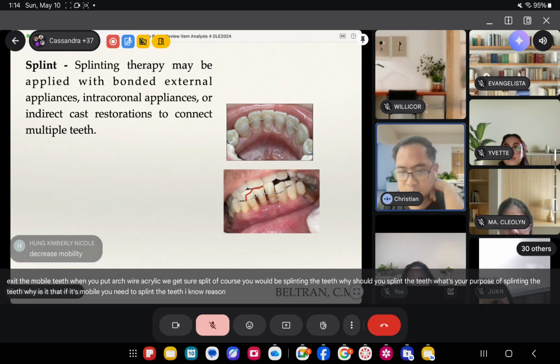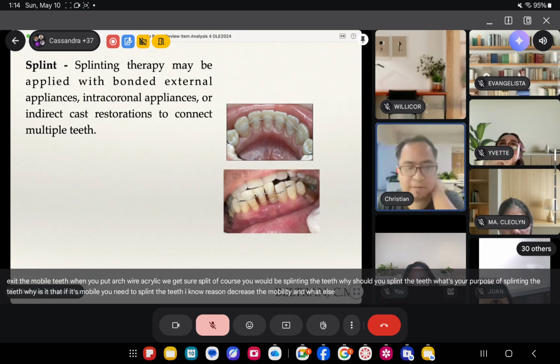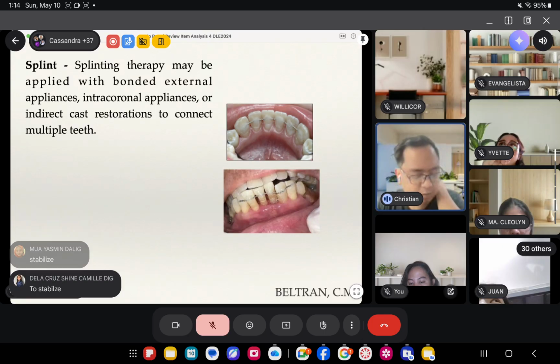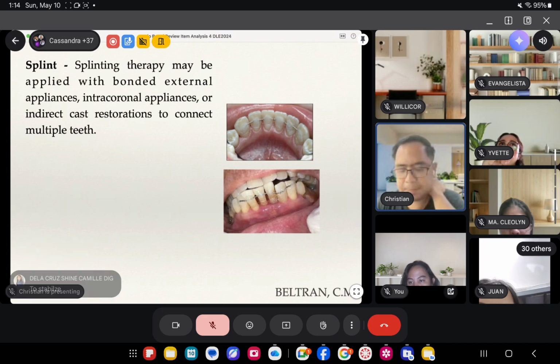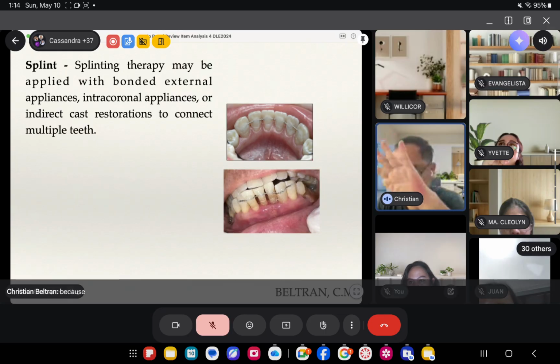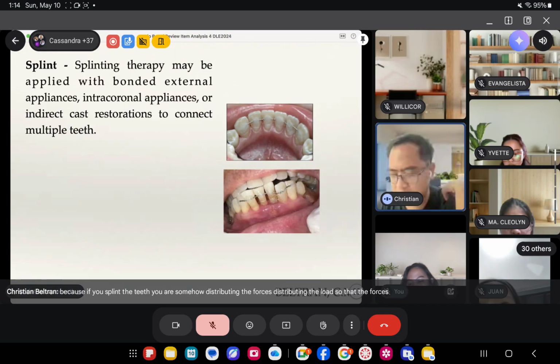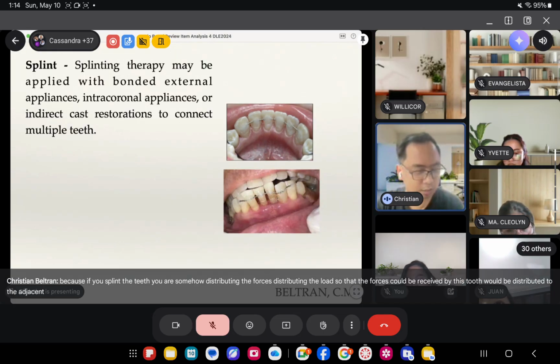Anong reason mo? Decrease the mobility and what else? Stabilize, what else? Because if you splint the teeth, you are somehow distributing the forces, distributing the load, so that the forces to be received by this tooth would be distributed to the adjacent teeth as well. Okay, so you need to splint.